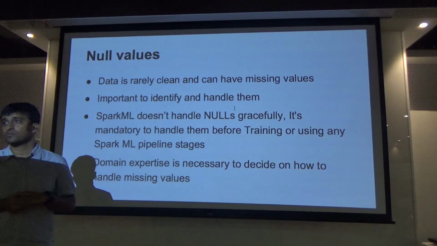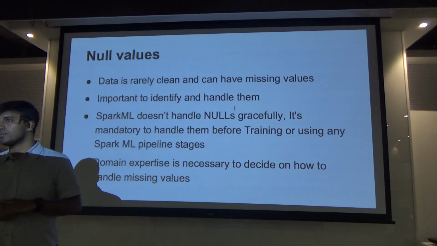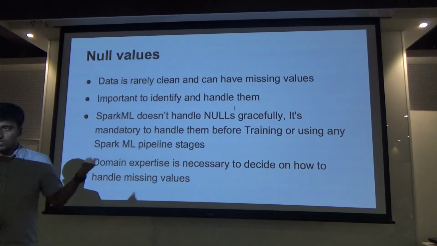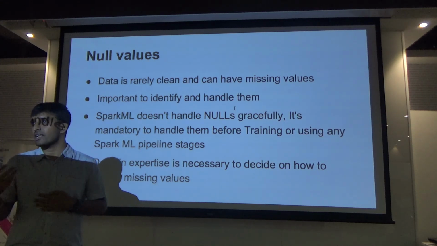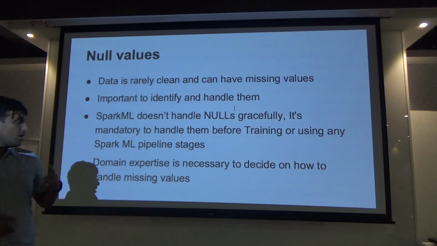In such a case, then why should I go for Spark ML? Naturally I have handled a lot of data where the null values were there. You are telling that Spark ML doesn't handle null values. That's what I'll be talking about, how we can handle null values. Okay. So how do you do that?